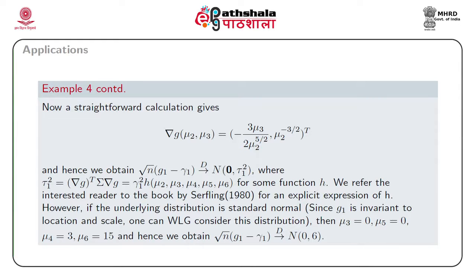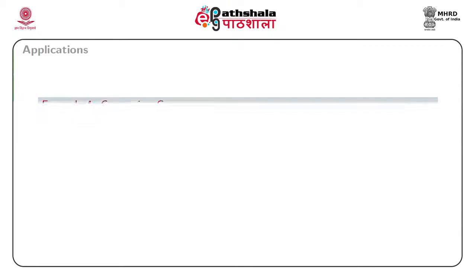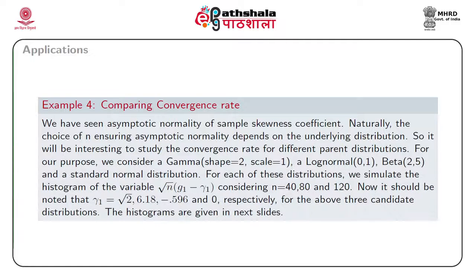Next, we shall discuss the convergence rate for the sample skewness coefficient. We have seen asymptotic normality of the sample skewness coefficient. Naturally, the choice of n ensuring asymptotic normality depends on the underlying distribution. So, it will be interesting to study the convergence rate for different parent distributions. For our purpose, we consider a gamma distribution, a log normal distribution, a beta distribution, and a standard normal distribution with parameters specified as in the slide.